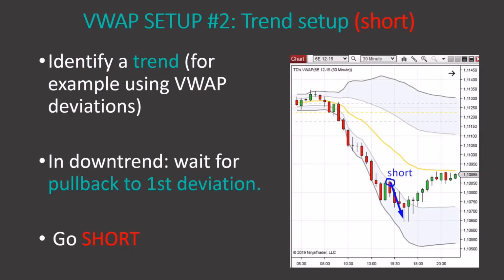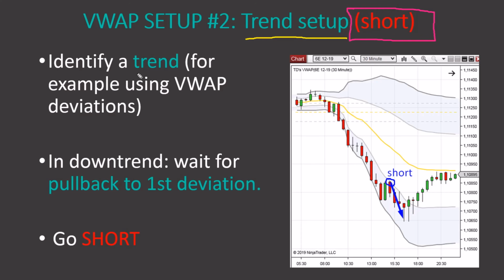The second setup also has a very original name. It's called the trend setup because you trade it when there is a trend. What I'm going to show you is a short trade scenario. All right, so I'm going to be talking about shorts now.